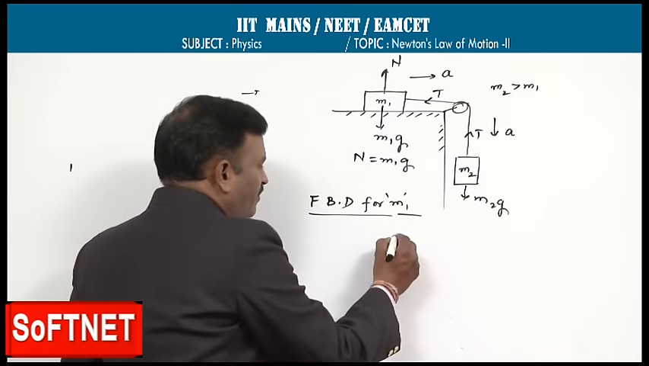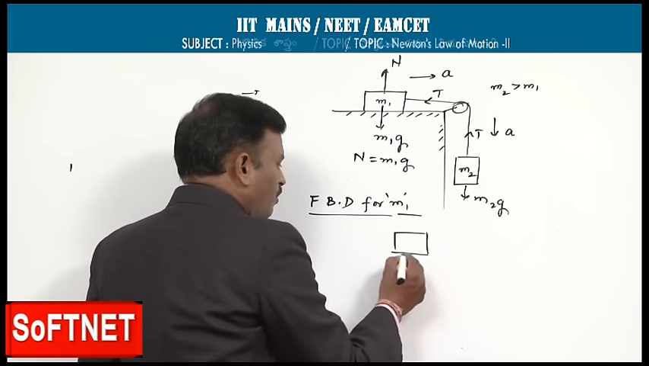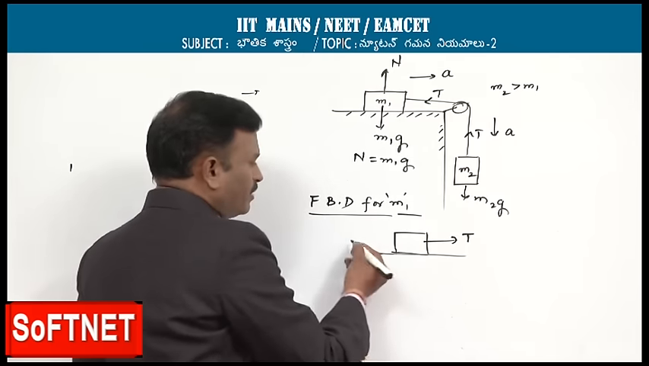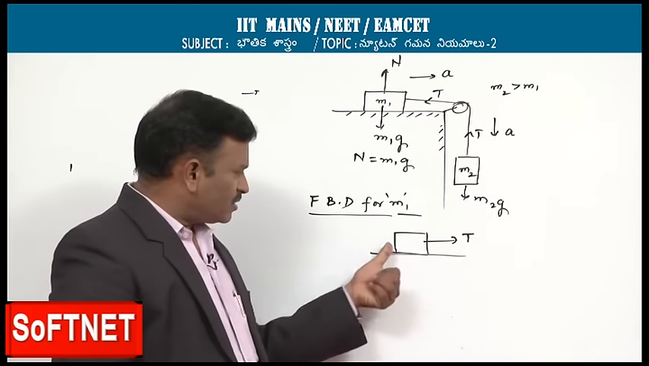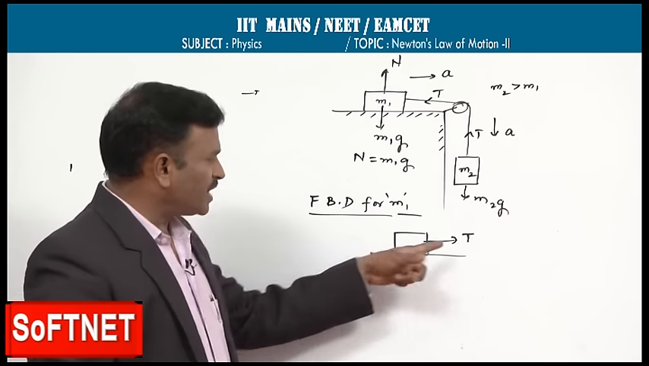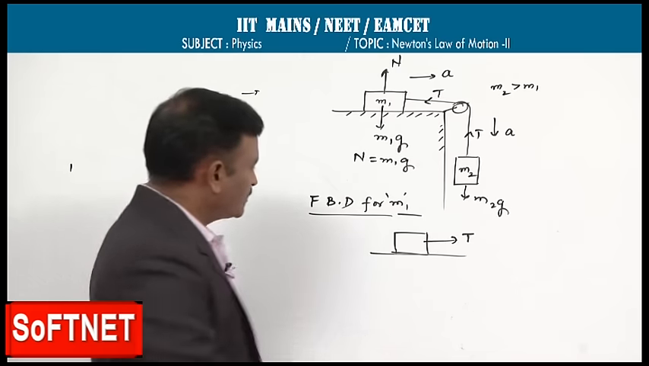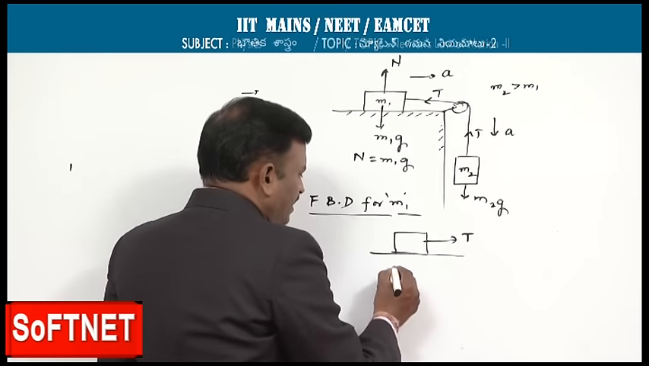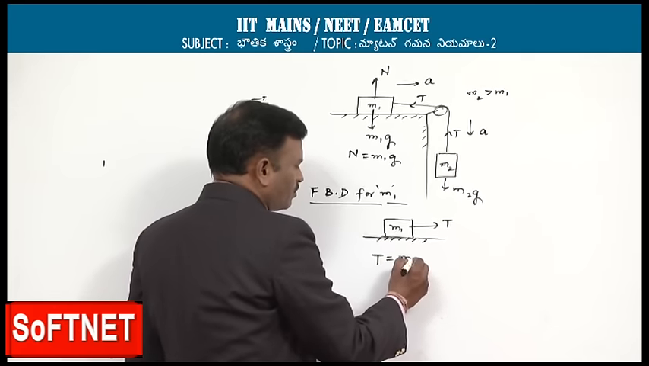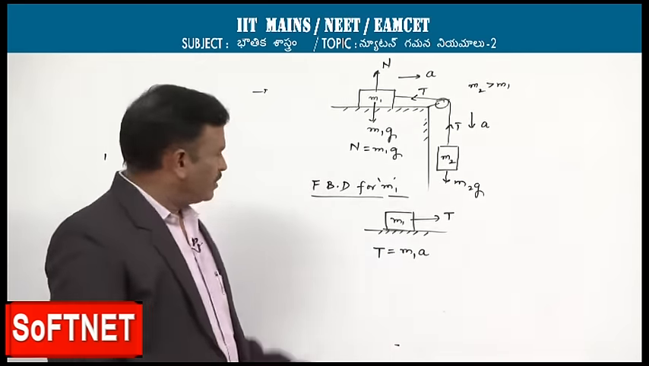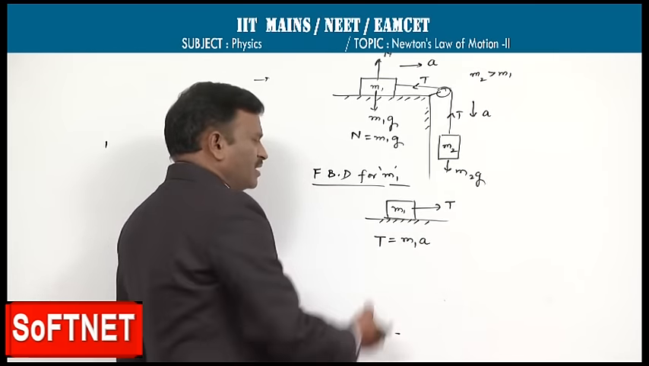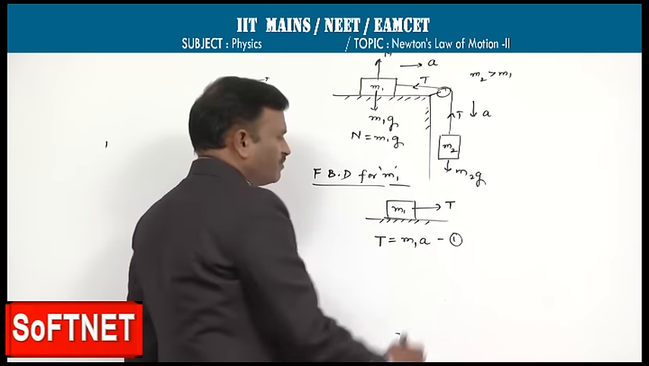Here, as we are writing the free body diagram, the body should be taken on the surface. The tension T is acting, and opposite to the tension, no force is acting. So the net force acting on the system is T only. Hence, we can write T is equal to m1 into a. Here m1 is the mass of the body, a is acceleration. Let us take this as equation 1.